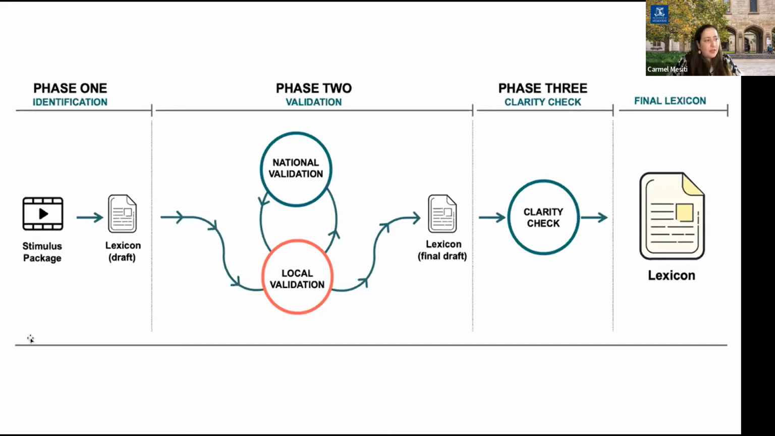And now I know that in these phases, there were 7 versions of the Australian lexicon from the draft to the final lexicon, to give you an example of how much we negotiated the lexicon with the local community and the national community.